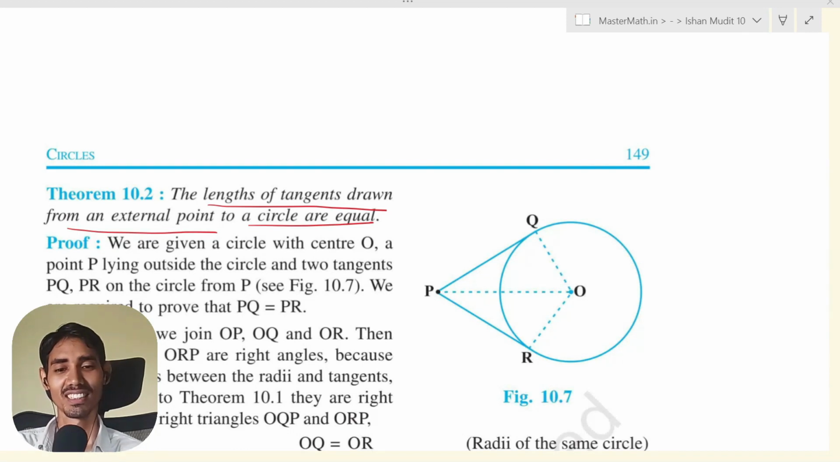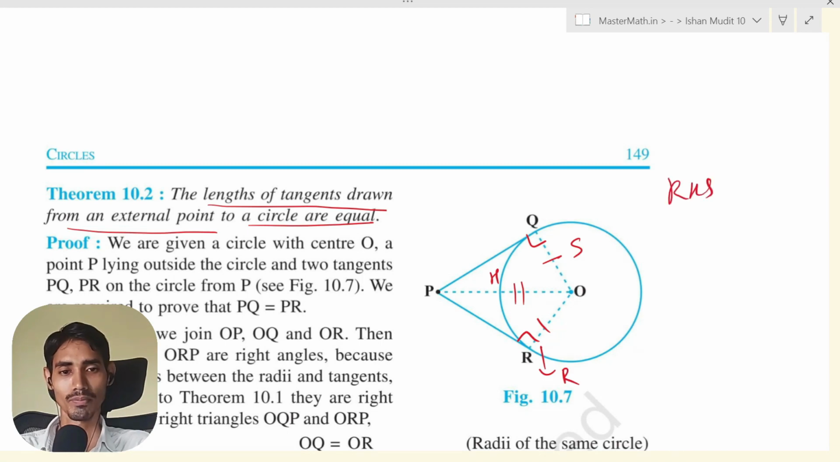Yeah. So if we connect P to O, we get two triangles, POR and POQ. In that, QO and OR are the radius, so they're equal. And each is 90 degrees. One is 90 degrees. What else? And the hypotenuse is common. Yes, so OP is the hypotenuse, H. This is side. This is right angle. So RHS congruency criteria.